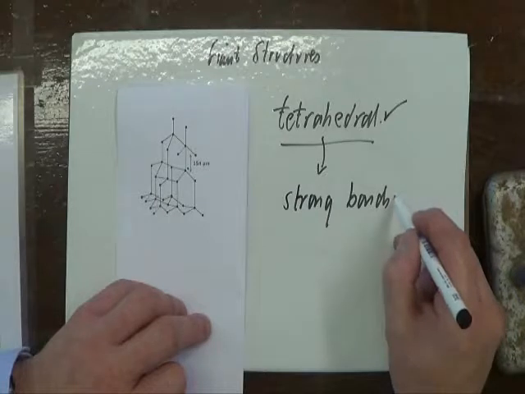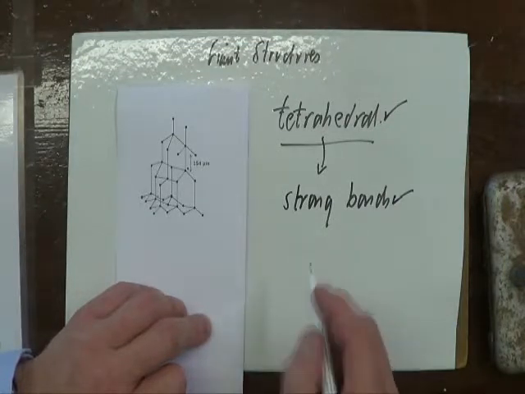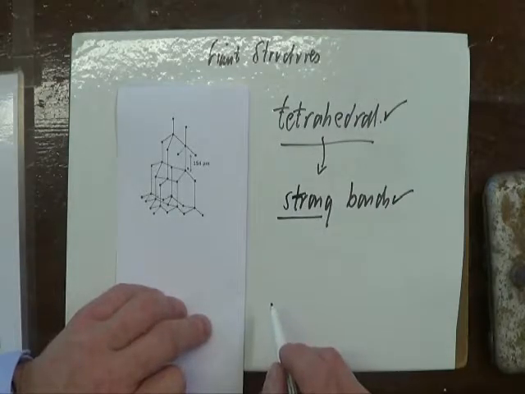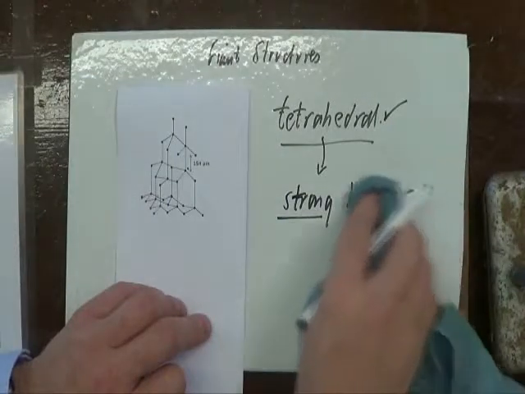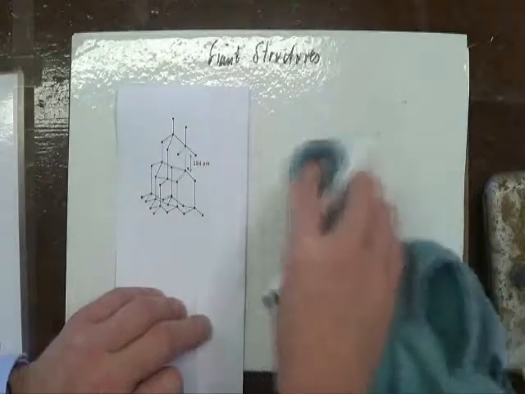And on top of that, the bonds themselves are extremely strong. There's no point in having a tetrahedral arrangement if the bonds inside something are very, very weak, because it will not be as strong as you would like it to be. Okay? So it's difficult to compress and it's very, very hard.